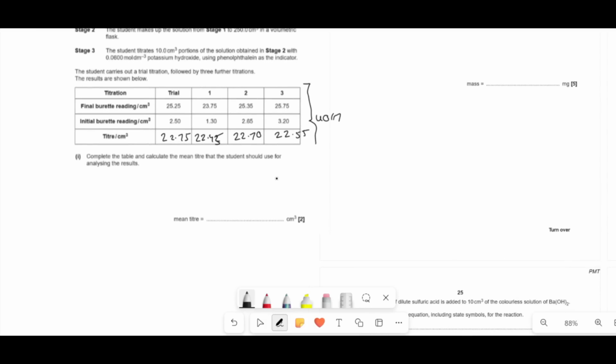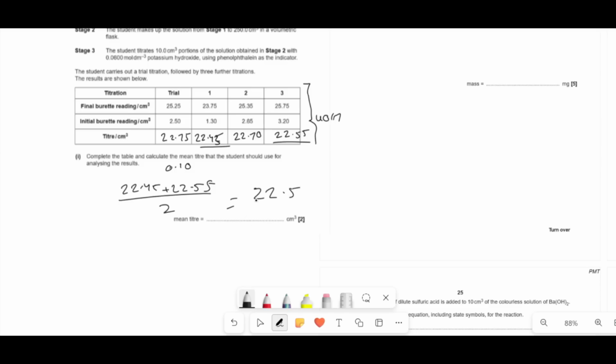So you should use the concordant results, which are within 0.1 of each other. Of those, it would be this and this that you're going to use in your mean titer. So it'd be 22.45 plus 22.55 divided by 2, and that gives you 22.5 centimeters cubed.